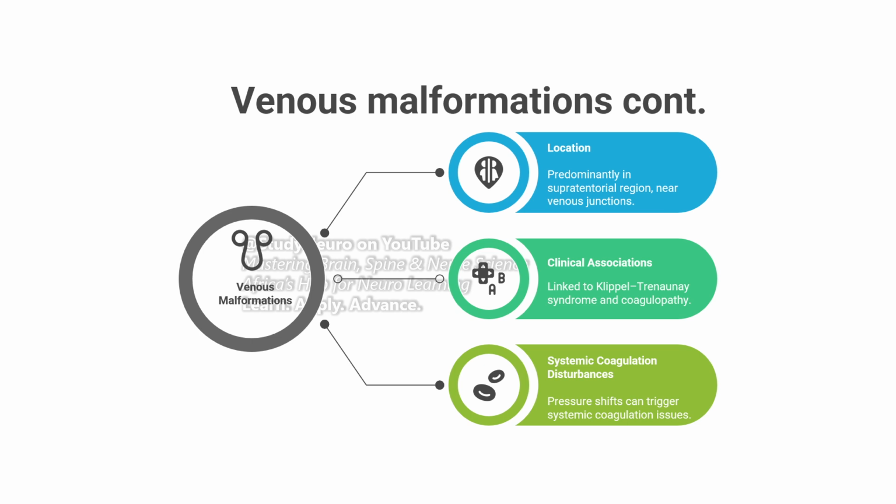Venous malformations are commonly found in the supratentorial region, especially near cortical or ependymal surfaces, and less frequently in the cerebellum. They often occur where the superficial and deep venous systems meet. Clinically, they may be associated with Klippel-Trenaunay syndrome and intravascular coagulopathy, characterized by elevated D-dimer, low fibrinogen, and mild thrombocytopenia, with normal bleeding time and partial thromboplastin time.